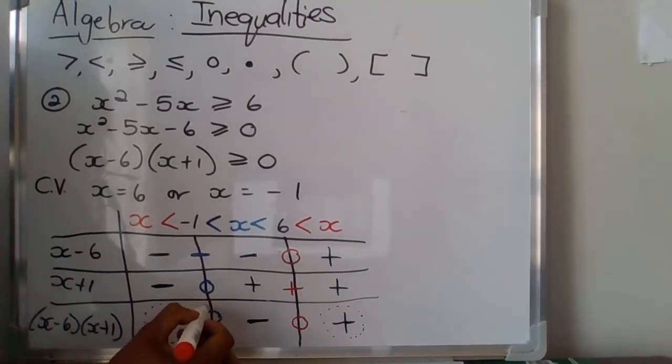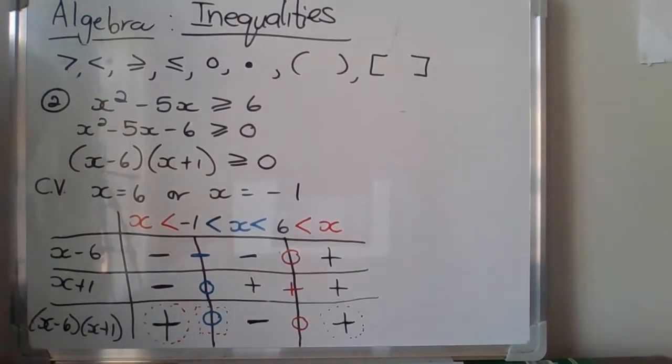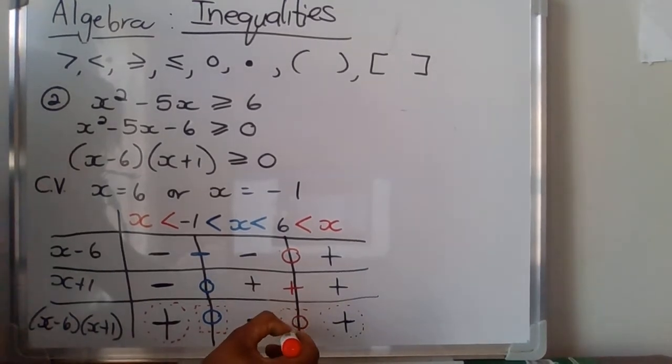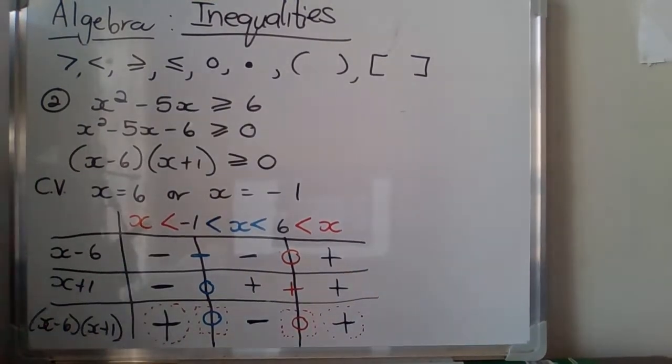I need to include that. So I also get it here where it's equal to 0 when x is equal to -1, and I also get it here where it's 0 when x is equal to 6. So how do I then write that?